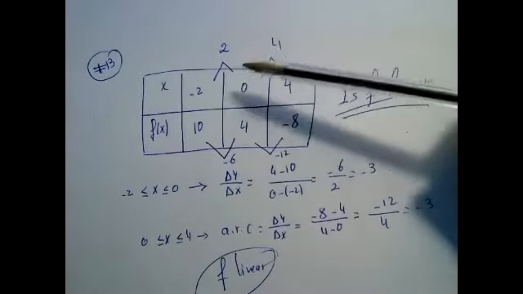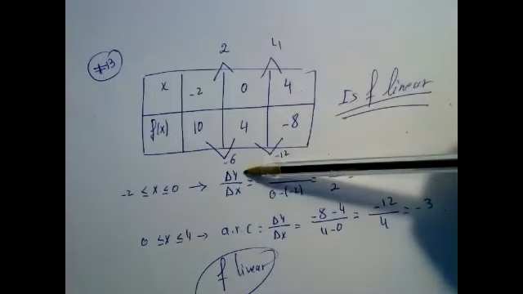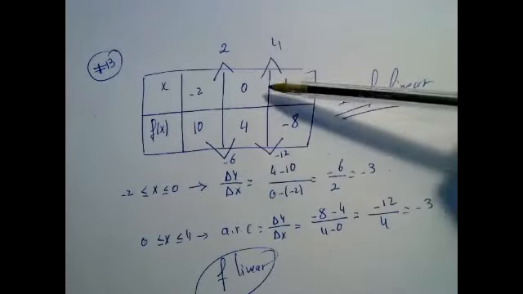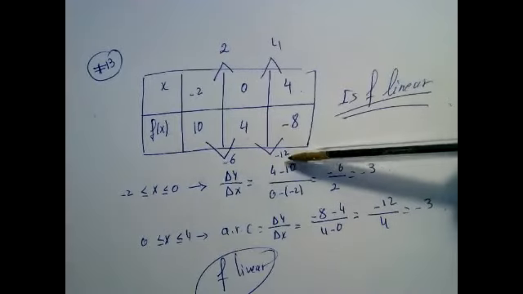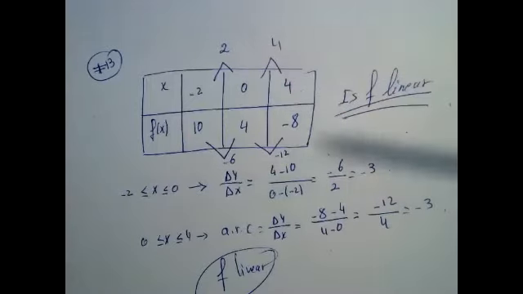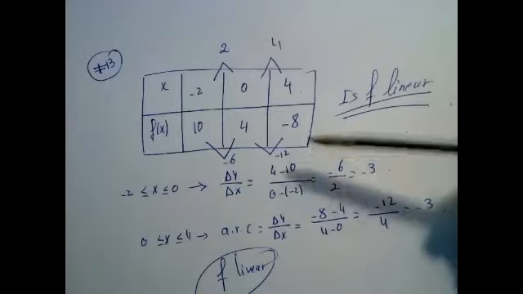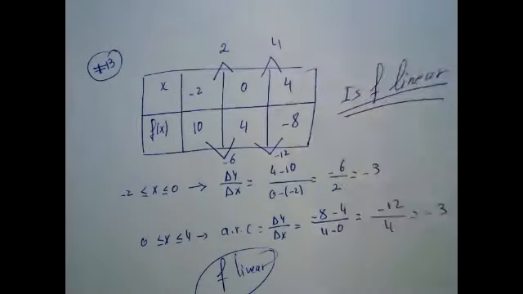So what's happening here? When x increased by 2, the output went down by 6. When it increased by 4, it went down by 12. So it's the same ratio. -12 over 4, and -6 over 2 is the same ratio. It means this function is going to be a linear function. The ratio of the change of output over the input is exactly the same.